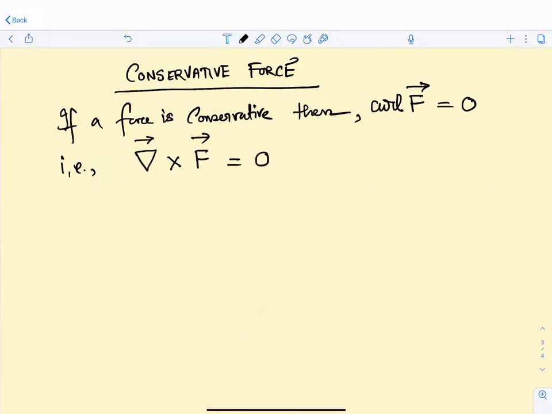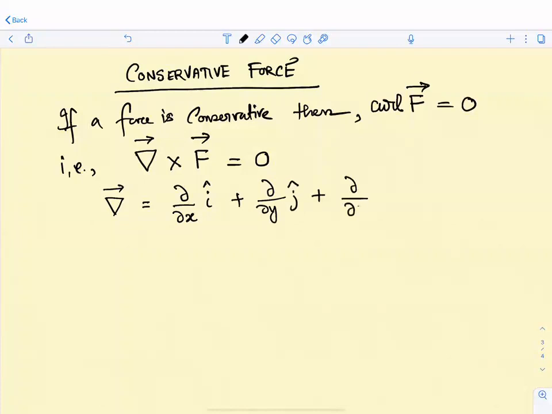Okay. Now I will explain what the del operator is. Del operator is del/del x (partial derivative) i cap plus del/del y j cap plus del/del z k cap. So this is the del operator.